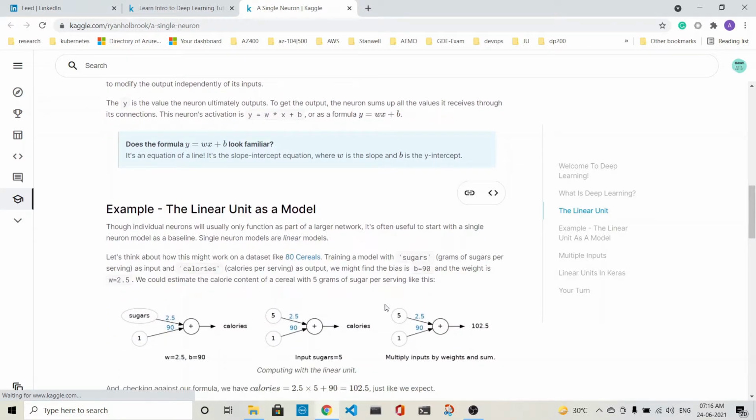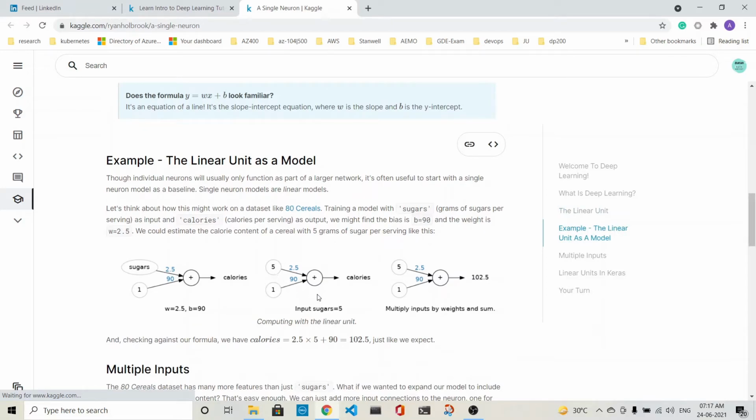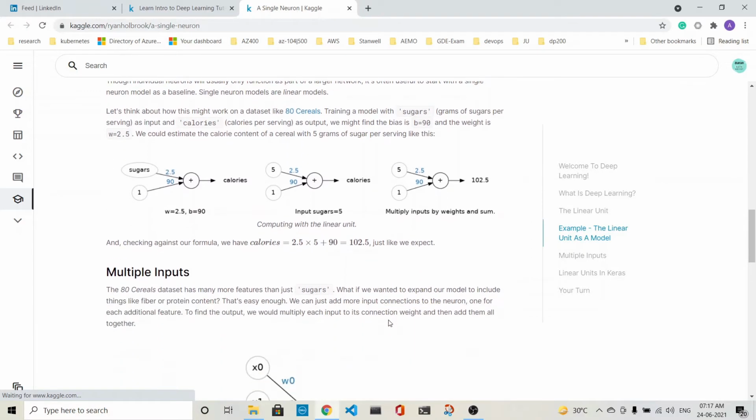So let's take an example of the neural unit as a model. Here we are trying to find out the number of calories given the units of sugars. We frame the equation as calories is a function of the units of sugars. Here the weight is 2.5 and the bias is 90. So when the number of units of sugar is 5, the calories is 2.5 × 5 + 90.